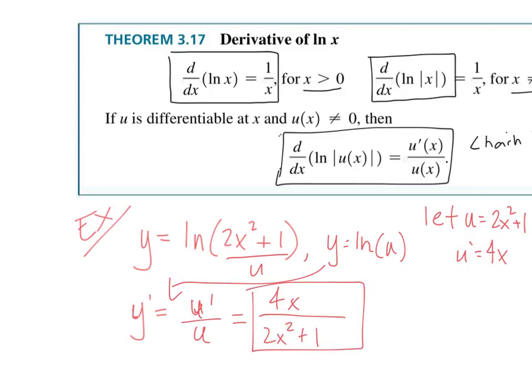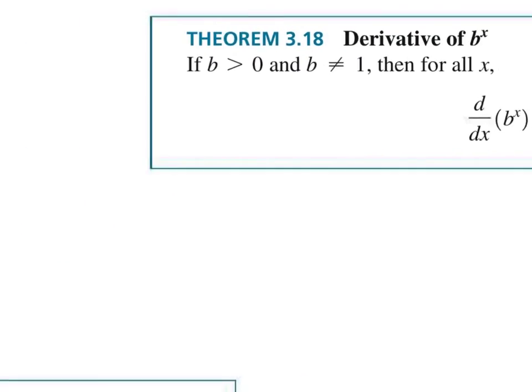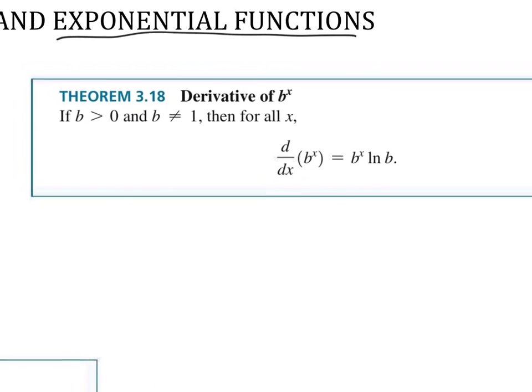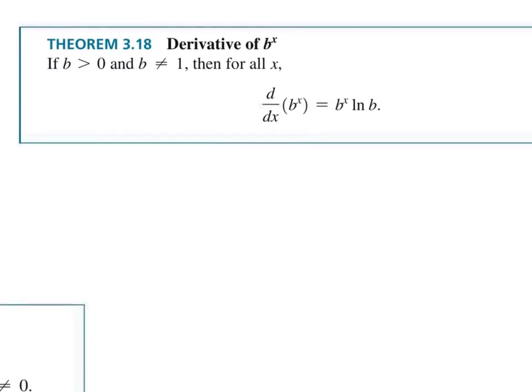So it's a pretty easy derivative, u prime over u. The derivative of the natural log of x is just 1 over x. So pretty easy to do, and we'll do some practice problems here in a minute. But let's talk about another rule. And this is the rule for an exponential function.